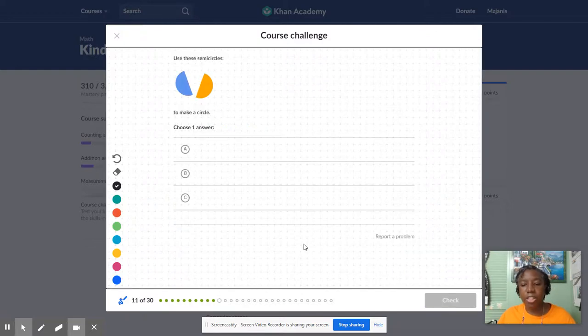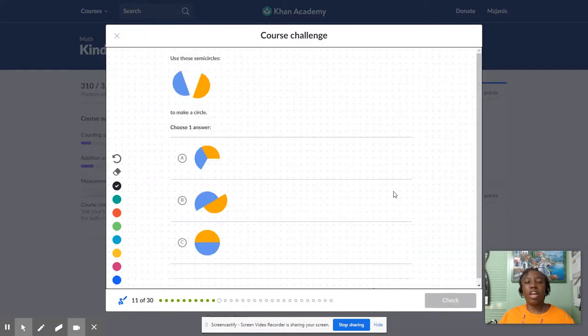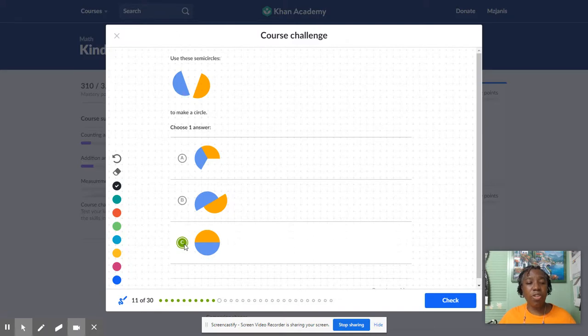So far it seems like your little one is good. See, now they're doing fractions, but see, they don't call it fractions. Use these semicircles to make a circle. Choose one answer. So they're giving you the idea of fractions. 2 halves make a whole.